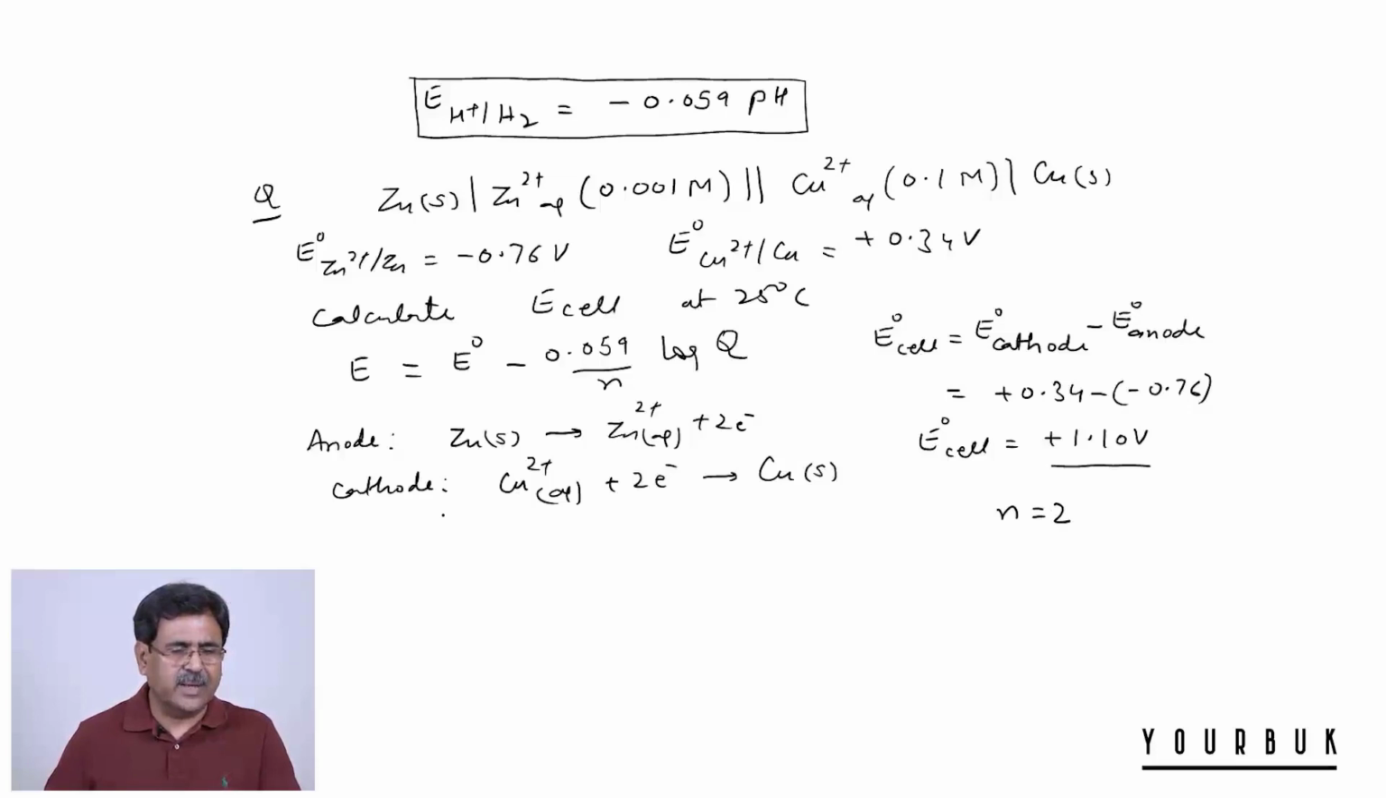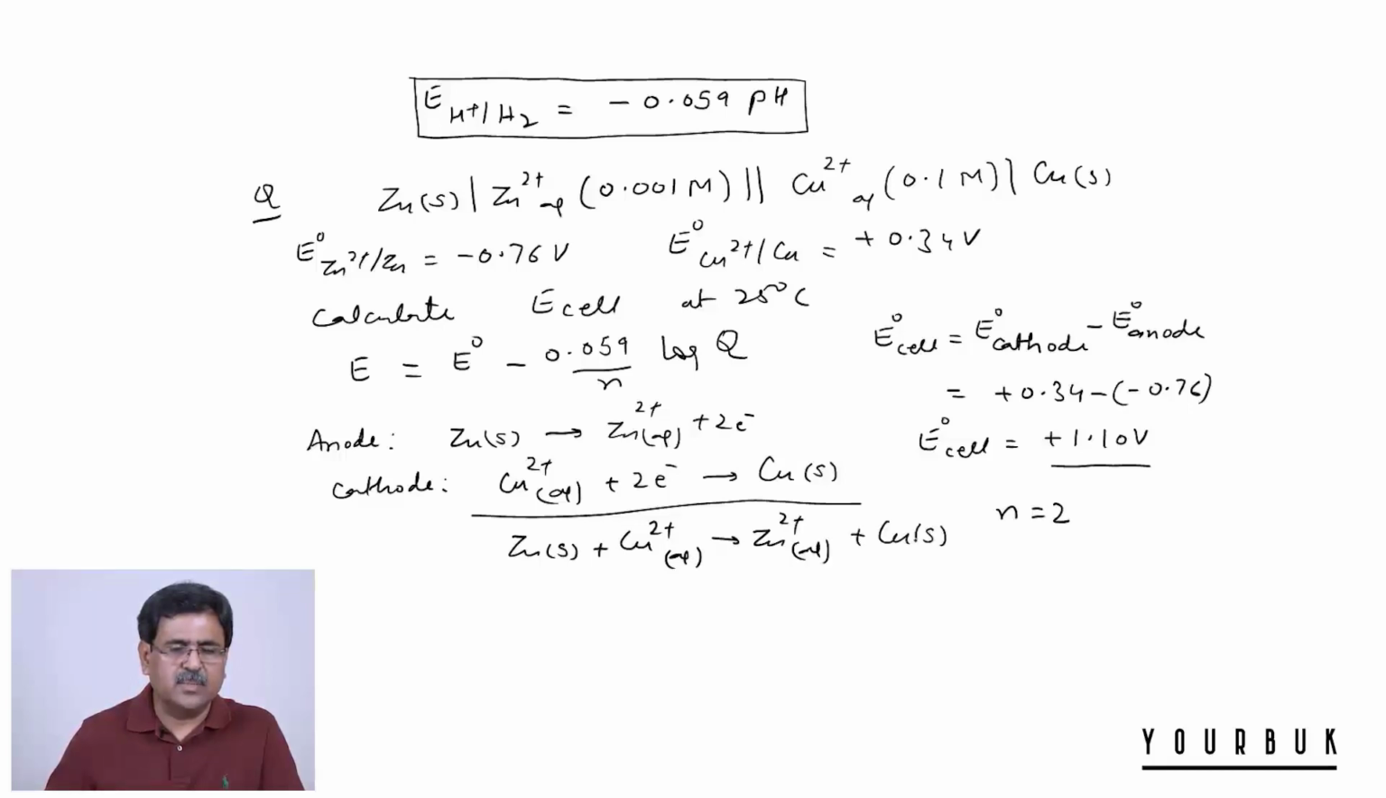Now we write the net cell reaction. Our net cell reaction is: zinc solid plus Cu2+ aqueous gives Zn2+ aqueous and copper solid. Now we write the expression for Q. The Q expression has the Zn2+ ion concentration in the numerator and the Cu2+ ion concentration in the denominator.